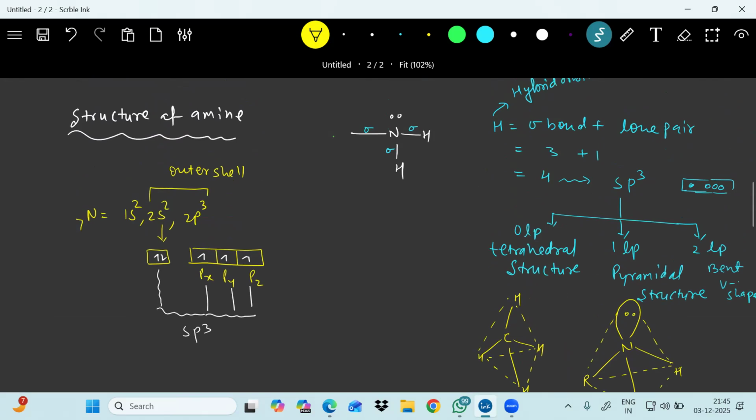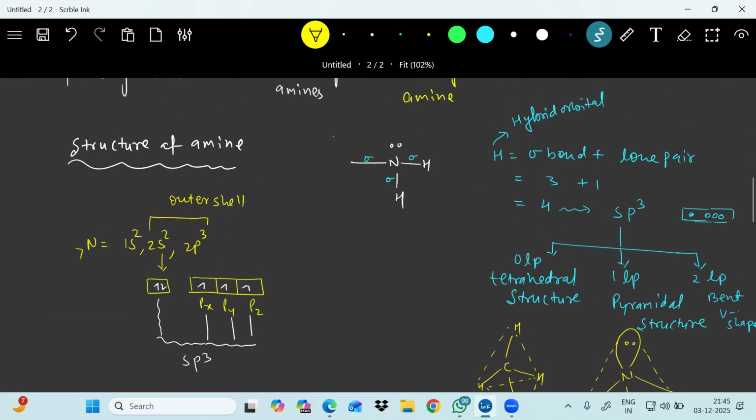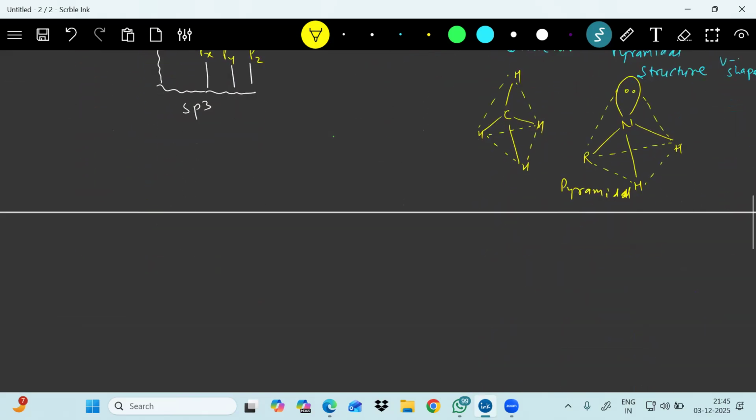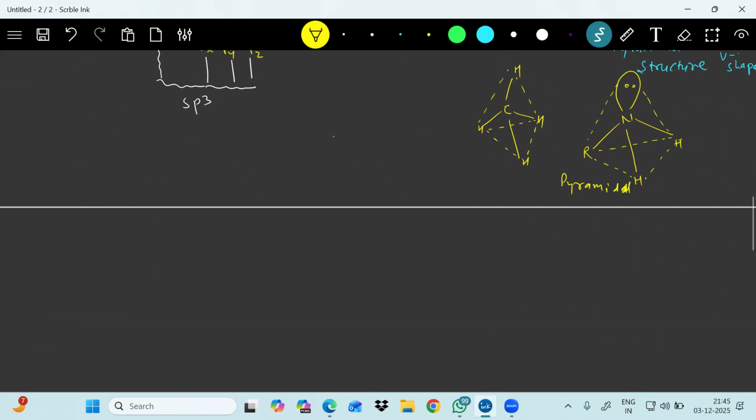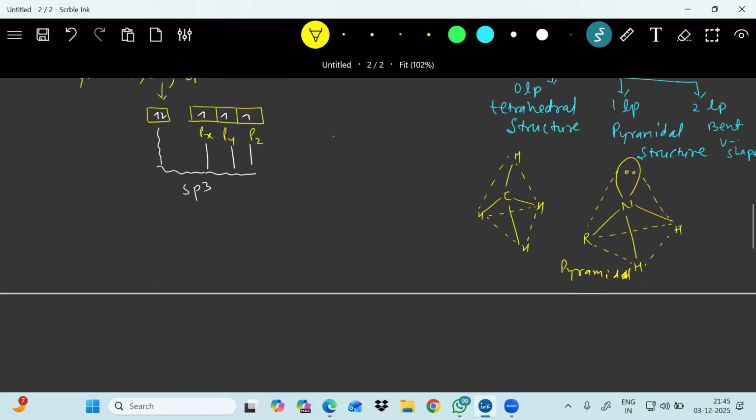So when we talk about amines, in amines, nitrogen has a single lone pair of electrons. So the structure will be what? Pyramidal. And if there are two lone pairs, the shape will be bent, V shape. Clear? Now sir, can there be two lone pairs also in amines?